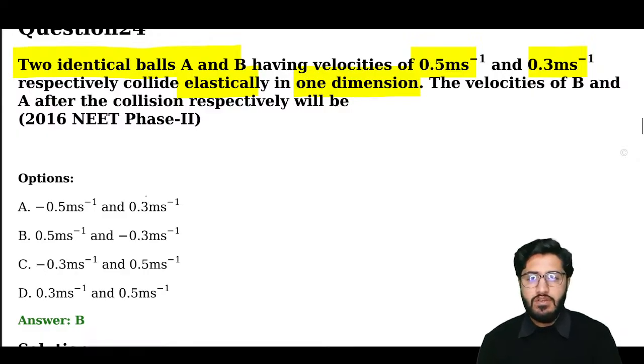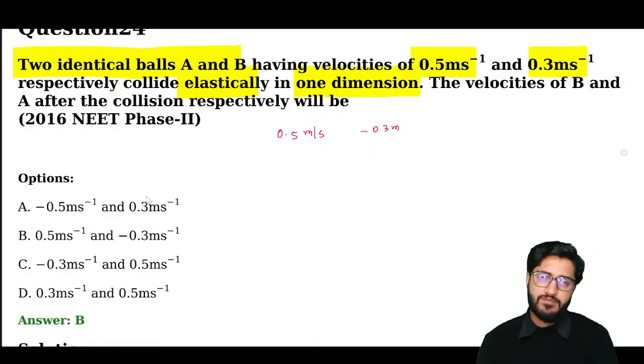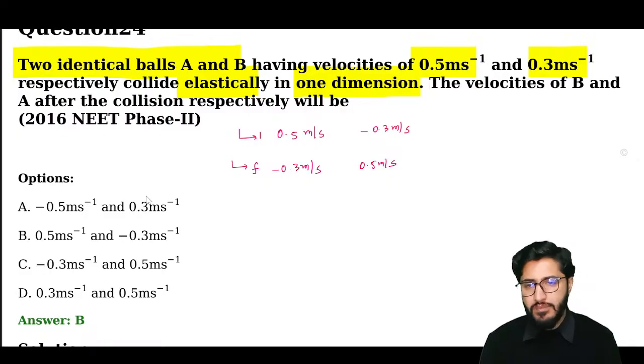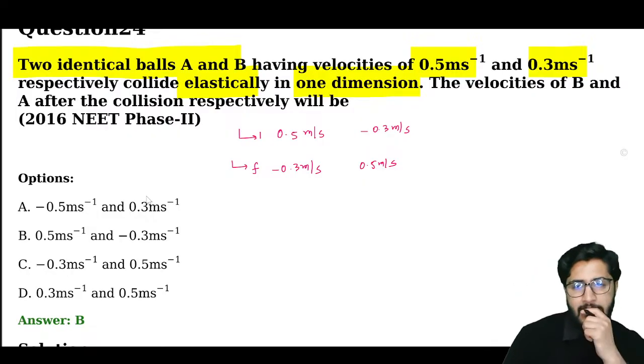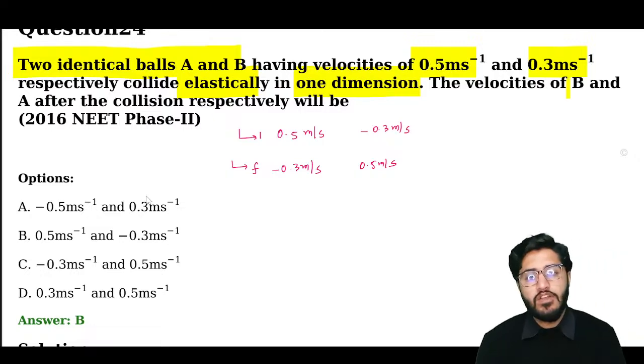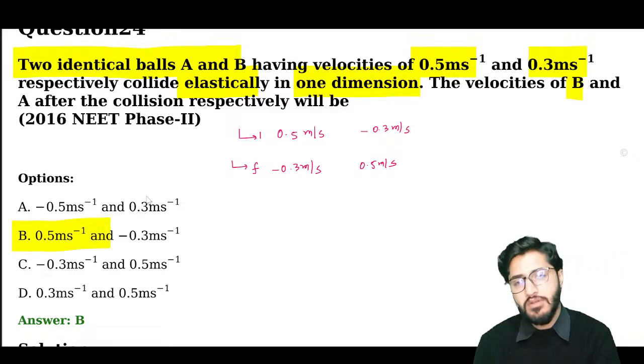Their velocities will get interchanged. So here we have 0.5 meter per second and 0.3 meter per second initially. Finally it becomes 0.3 meter per second, and it is 0.5 meter per second. Which one? Option number B. The velocity of B, then A. So yes, option number B is correct.